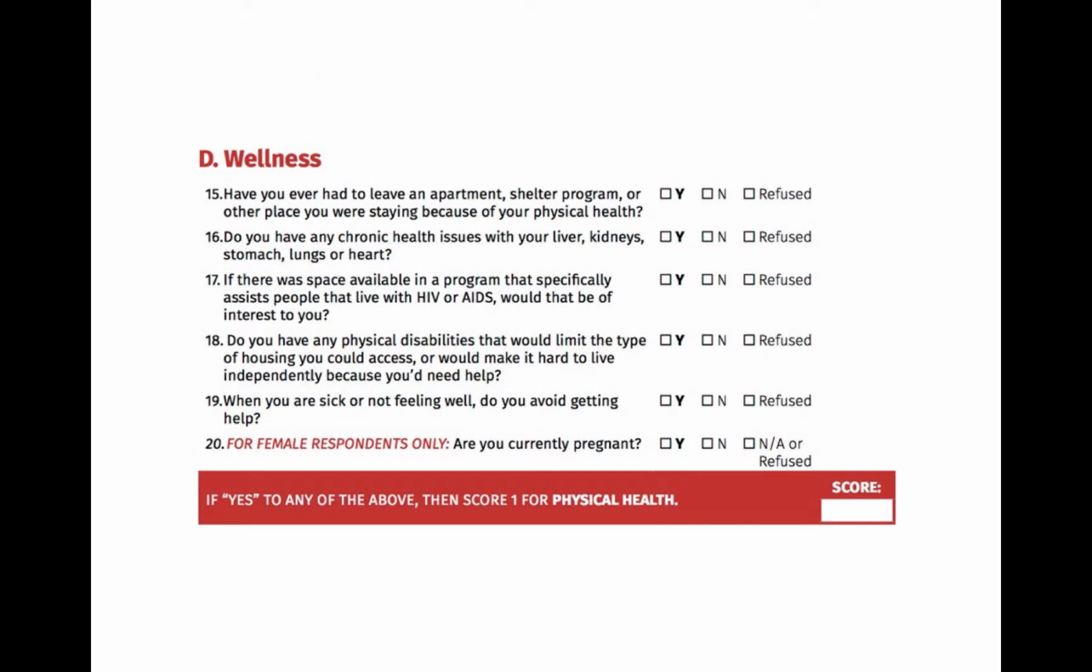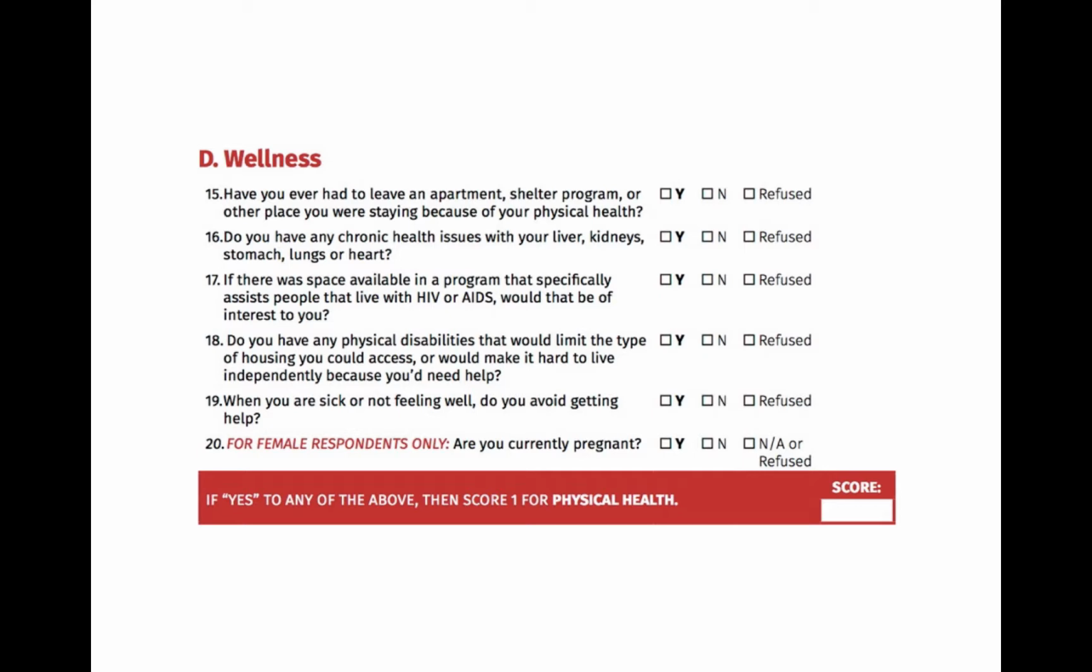For wellness, have you ever had to leave an apartment, shelter program, or other place you were staying because of your physical health? Do you have any chronic health issues with your liver, kidneys, stomach, lungs, or heart? If there was a space available in a program that specifically assists people that live with HIV or AIDS, would that be of interest to you?